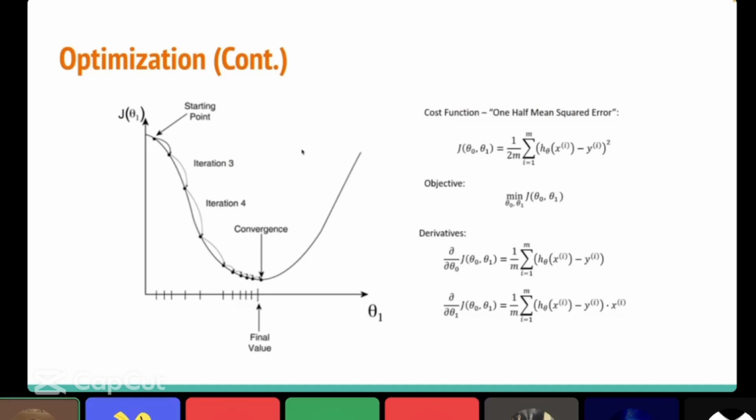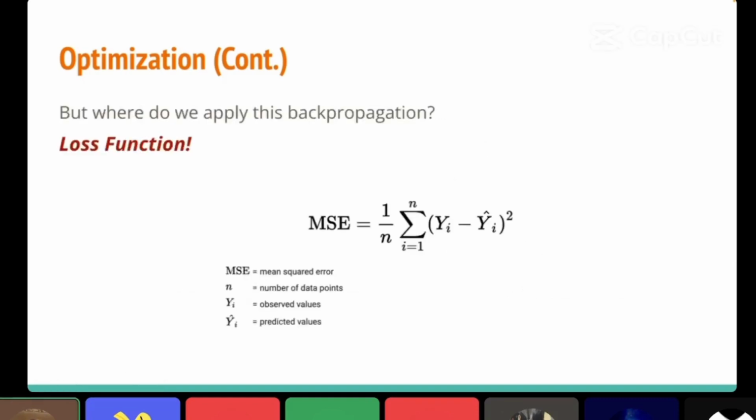Now, there's just one more thing before optimization that we need to talk about that pertains to neural networks as well. That's the loss function. Okay, so backpropagation is the process of calculating the gradients for each one of these weights, right?